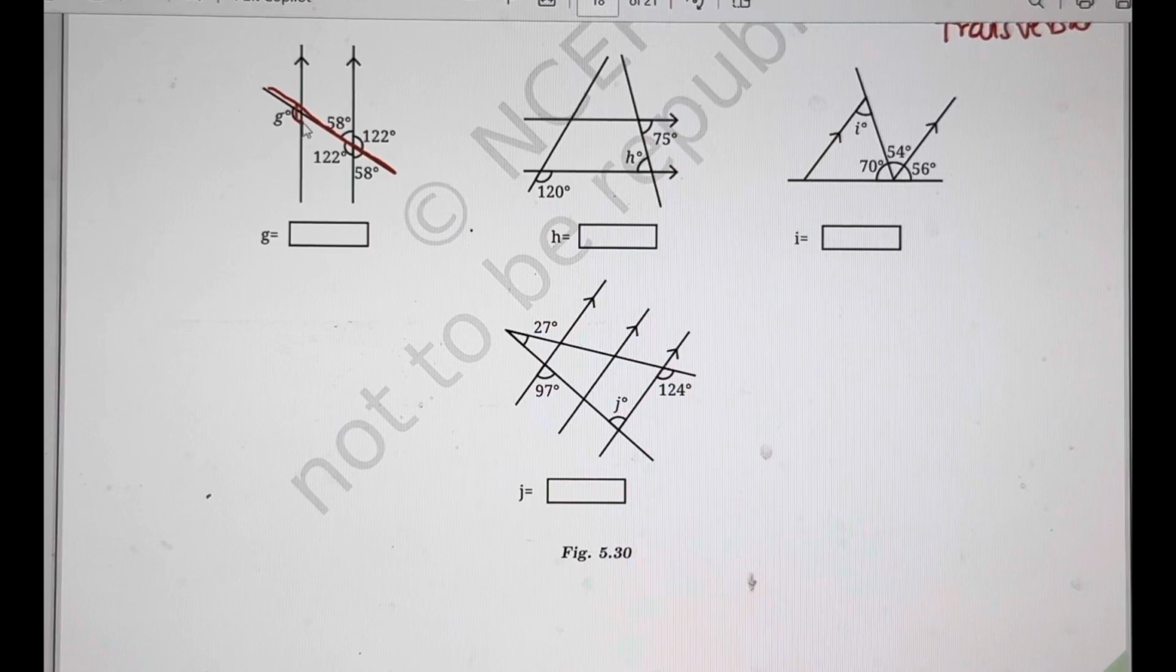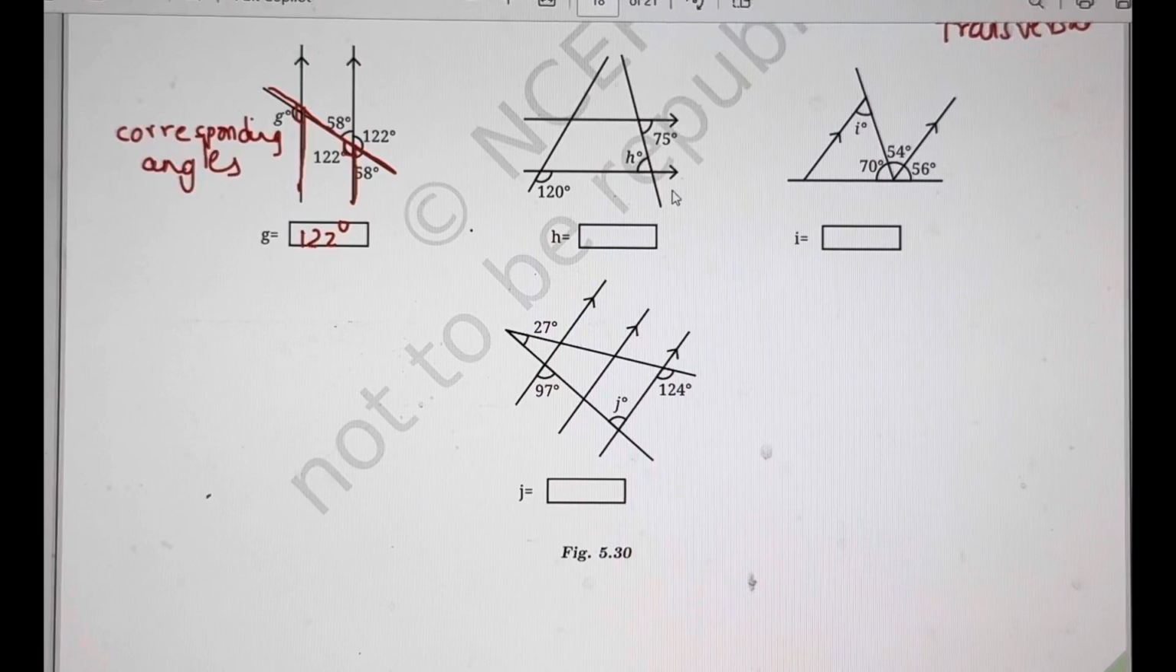Now G and this 122. You can see an F is formed over here. If I draw lines over here, you can identify F being formed over here. So they are corresponding angles. Corresponding angles are equal. So G will be equal to 120 degree. Write down the reason, corresponding angles. We learned the letter for corresponding angle, that is F.